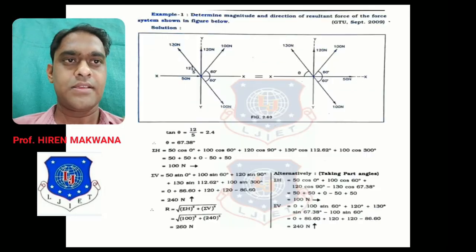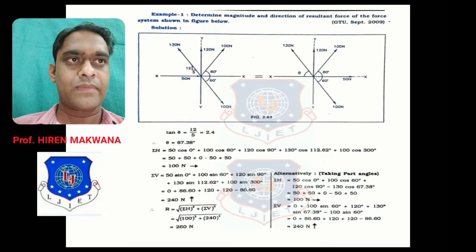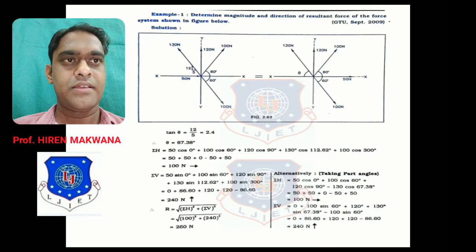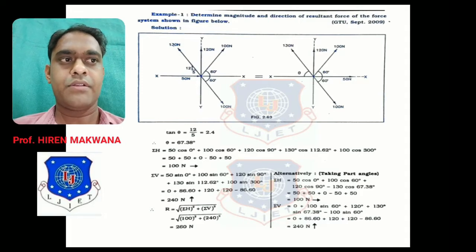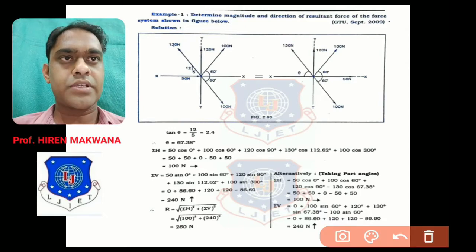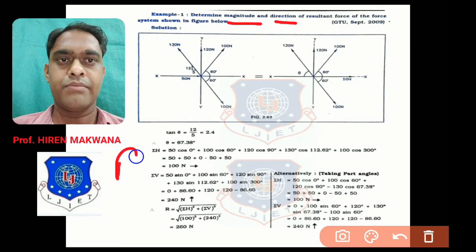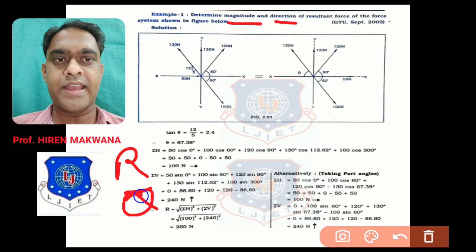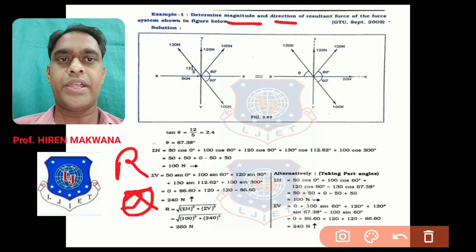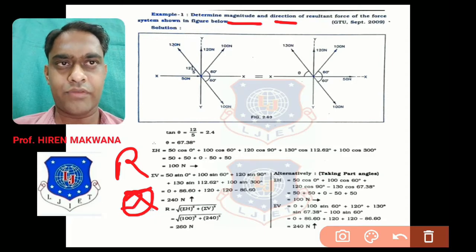Check this. Example number 1. You can study the figure carefully, read the data, and determine the magnitude and direction of the resultant force of the force system shown in figure. What we have to find? We have to find 2 things. First one is magnitude and second one is direction. All of you know about this. Magnitude means r, direction means alpha, or now we can say direction is equal to theta. So we have to find 2 things, r and theta, for this example.